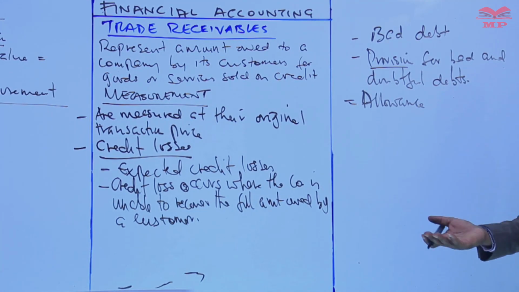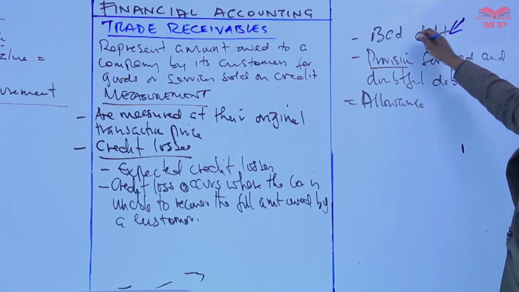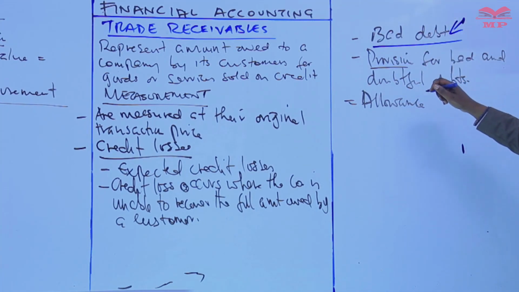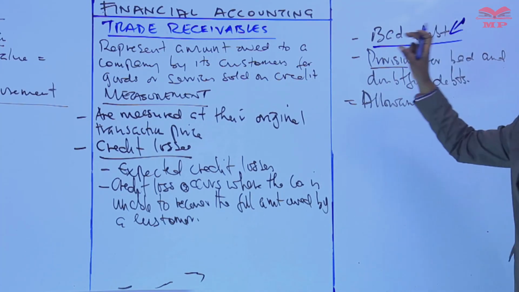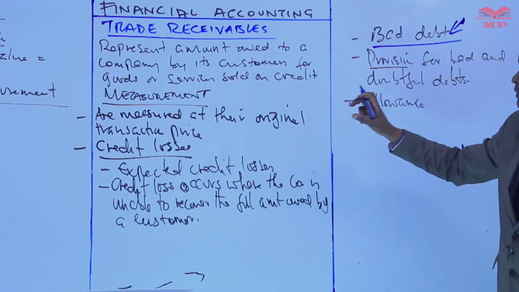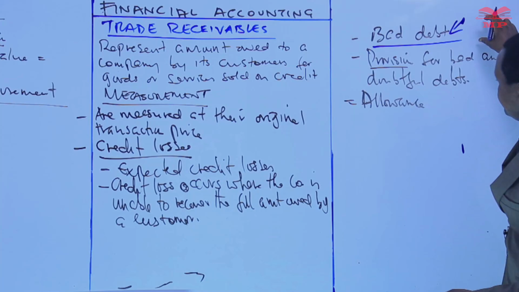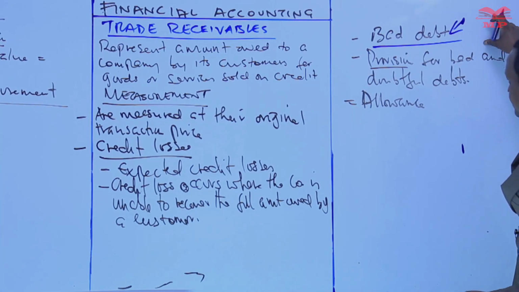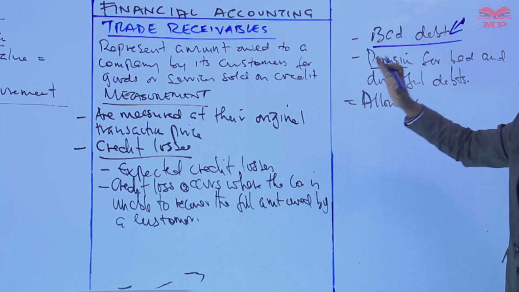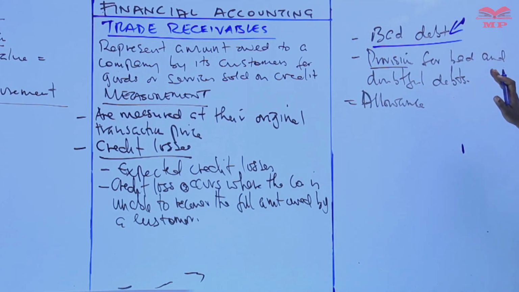Now, to account for potential bad debts, these ones have already happened. This is already determined to be bad. But we also may have potential bad debts or expected bad debts. There are debts that have already happened. The company has determined that this debtor will not pay. That one, we call it a bad debt. The money will never be recovered. So you write it off.